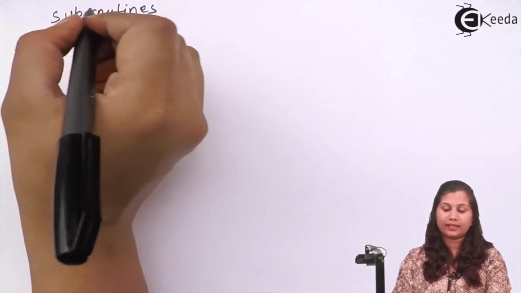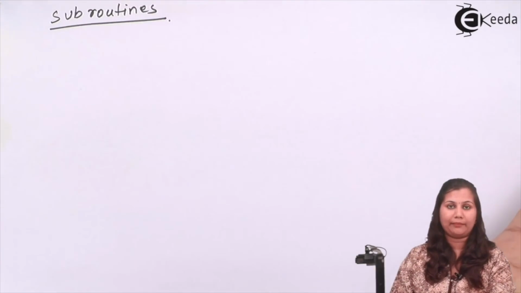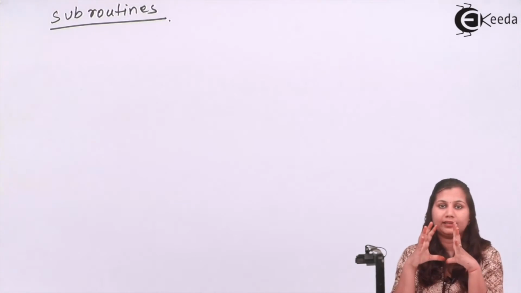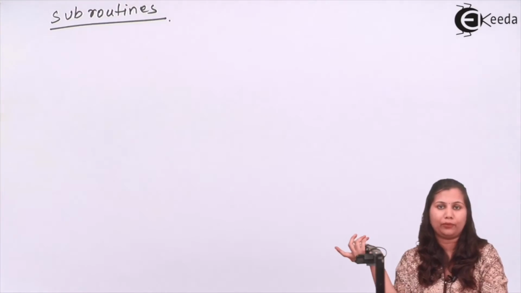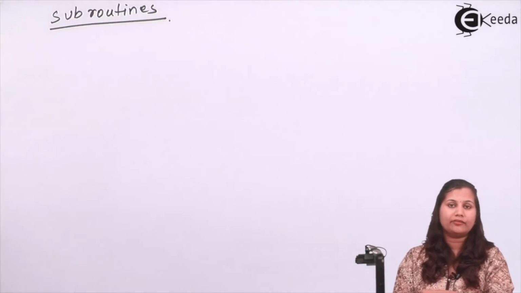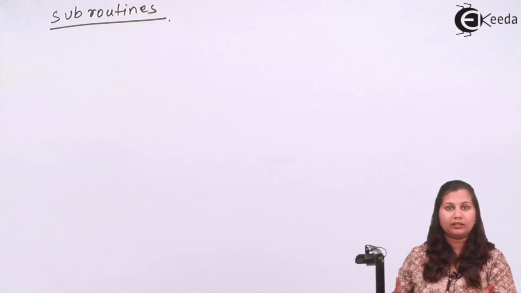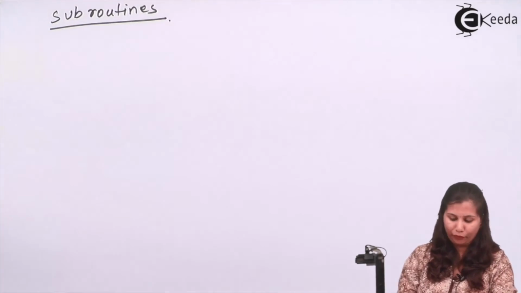A subroutine is a subprogram. The main program is what we have written in the memory of the processor, and a subroutine, another name for which is a subprogram, is a short task which is to be repeated in the main program several times. It is written at some other memory location, and that program is called in the main program whenever that task has to be performed.